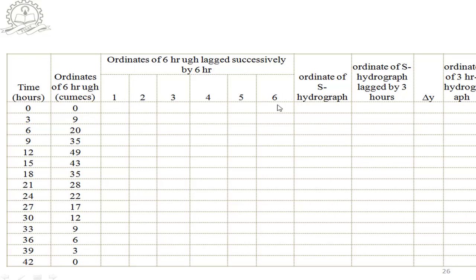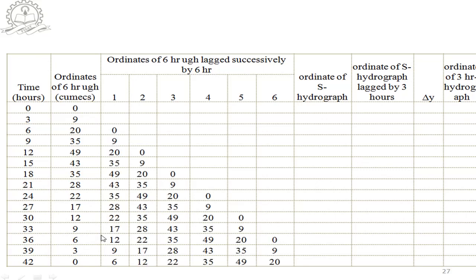So we have to add 6 more columns. We are lagging by 6 hours. First, corresponding to this 6, we write the ordinates here. In the first column it is 0, then again a 6-hour lag, so here it is 0, then again a 6-hour lag, like that up to 36 hours we provide the lag. Then the ordinate of the S hydrograph is the sum of these columns. So we are getting the ordinates like this.